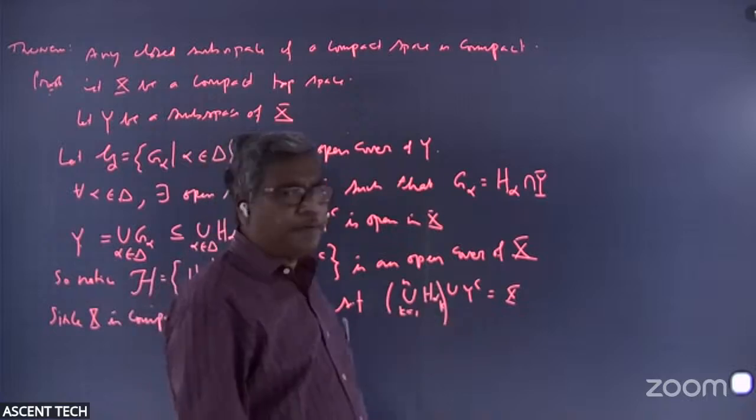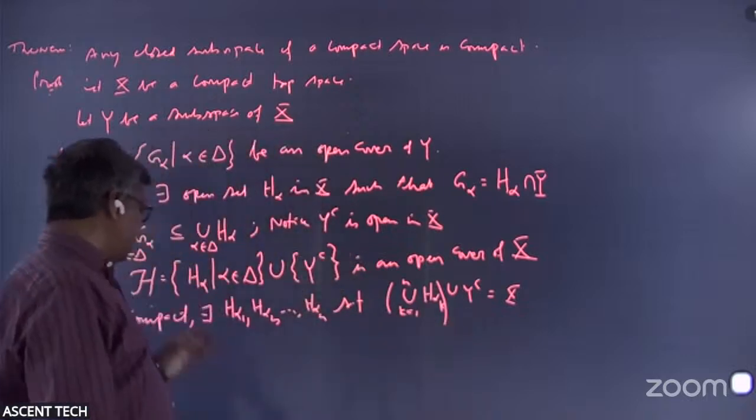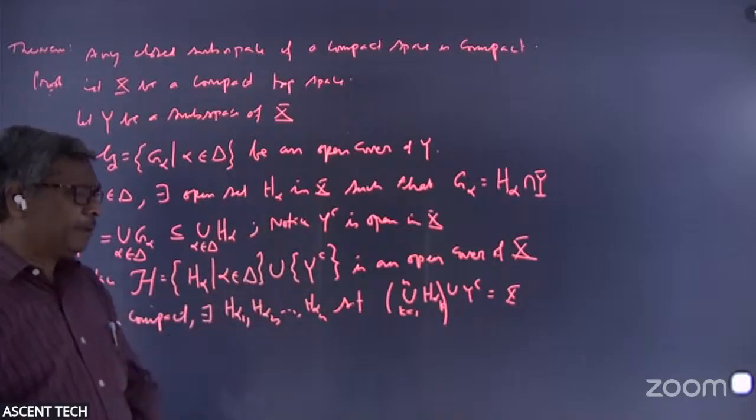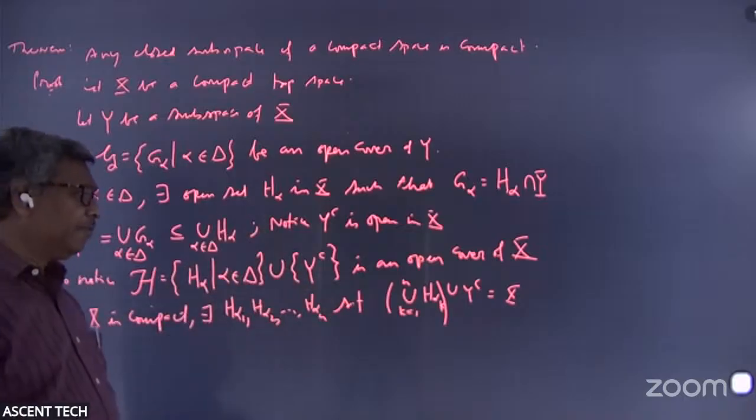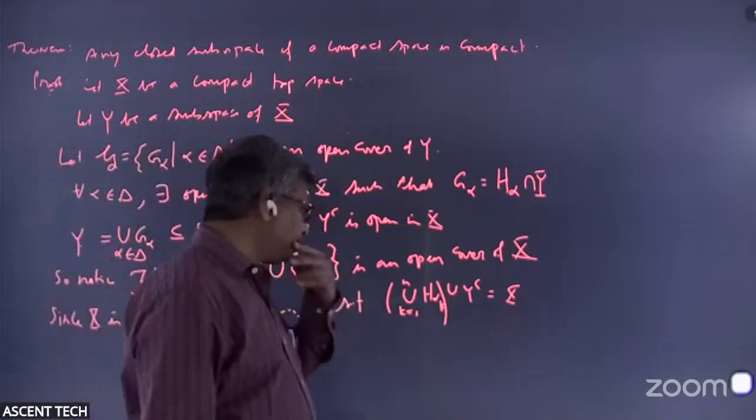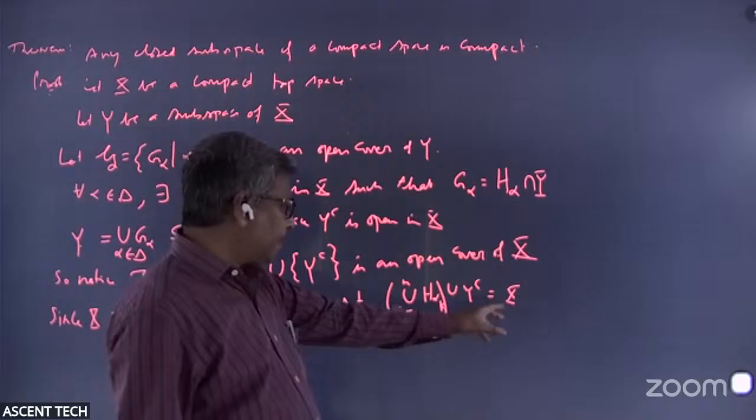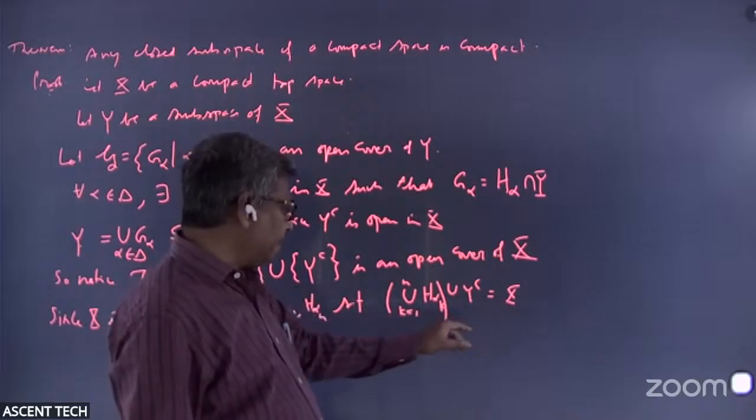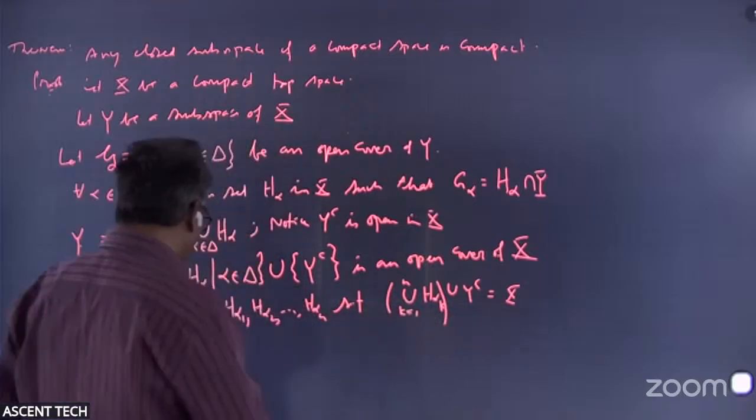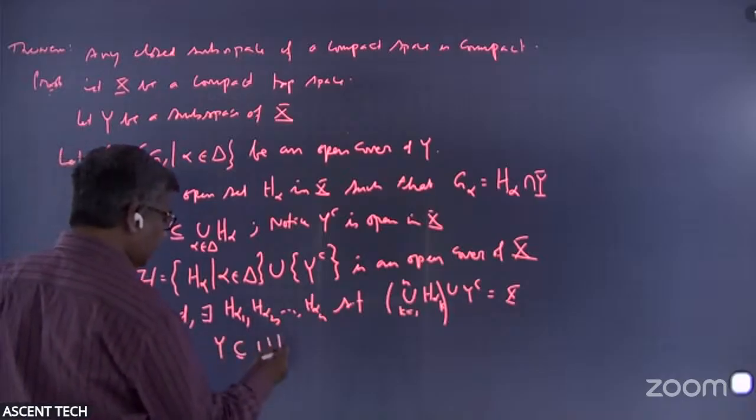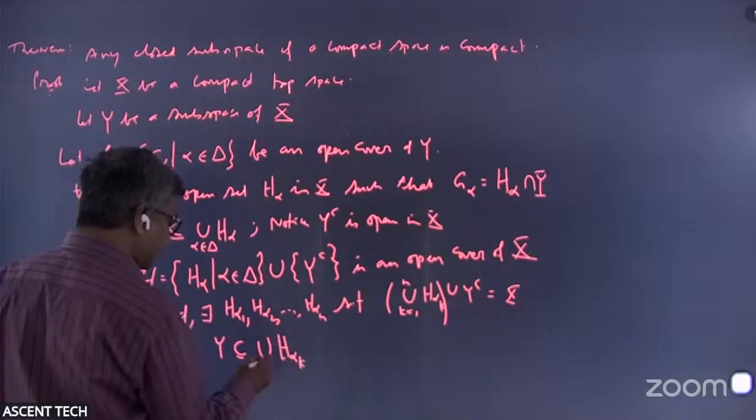If they don't cover, maybe Y complement is also there. In the entire cover, Y complement is there, so in the subcover, Y complement can be there too. Many times you need Y complement, but that covers X. Y is not covered by Y complement. Therefore, Y has to be covered by this. Therefore, Y is a subset of the union of H alpha k, k equal to 1 to n.